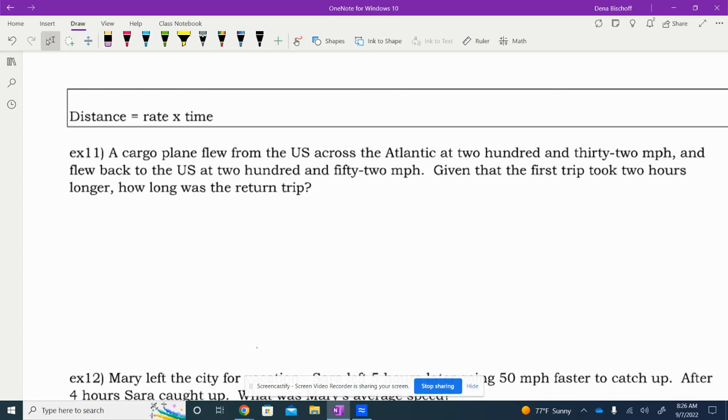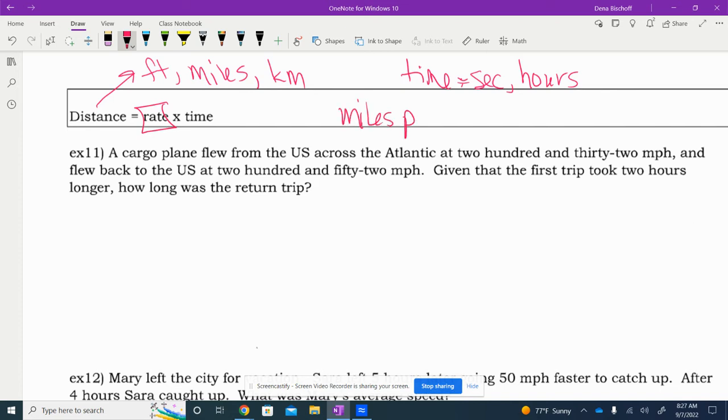So I just want to show you that if I, let's see, how do I want to do this? So distance could be in feet, it could be in miles, it could be in kilometers, whatever. Time could be in seconds. Typically in questions like this, it's in hours. So the rate is like your miles per hour, right? MPH, or kilometers per hour. Okay, that's what that means.